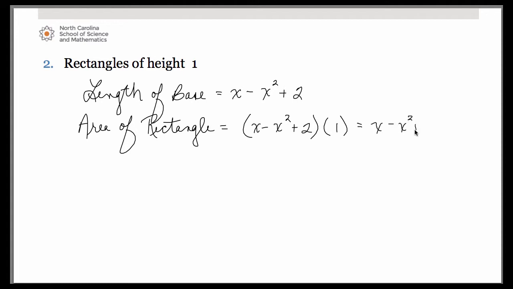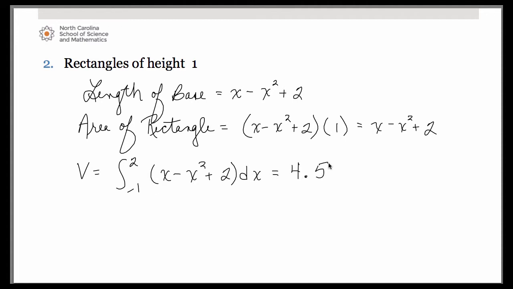So to get our volume then, our limits of integration are still the same. We're going to take the integral of our area of the type of cross-section we had. And once again, you can either evaluate that by hand by finding your antiderivative, or you can evaluate on your calculator. So give it a shot, and you should hopefully come out with 4.5 as your answer.